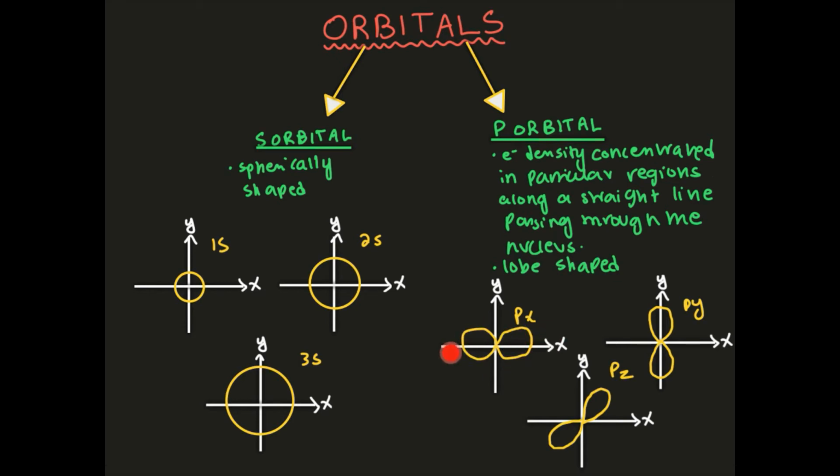So you have px, in which the straight line that's cutting through the nucleus is the x-axis. You have py, in which the straight line cutting through the nucleus is the y-axis. Then you have pz, in which the straight line cutting through the nucleus is the z-axis. So this was s orbitals and p orbitals and their descriptions.